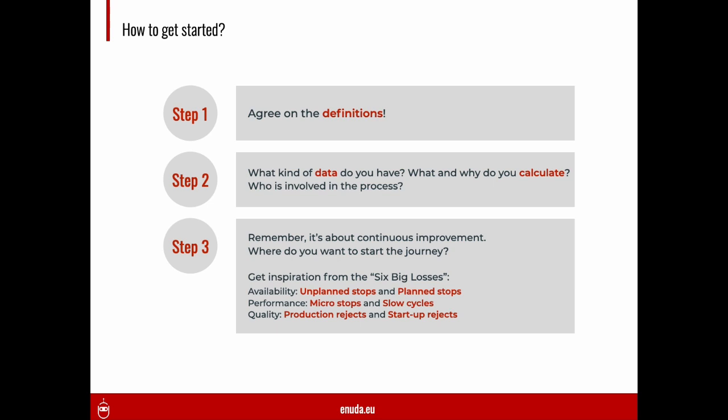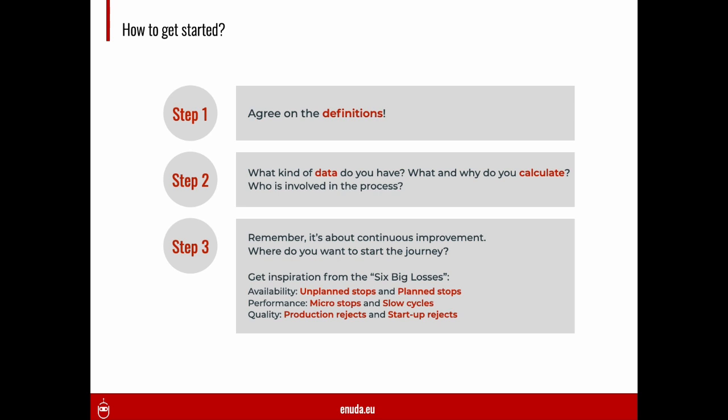So that's why we insist on that when you want to get started with OEE, we need to agree on the definitions. There are different ways of calculating OEE. There are different companies, in our experience, they include different things. So inside your organization, you have to agree on the definitions and pay less attention to what the absolute value of OEE is. Just agree on the definitions. And then, of course, step 2, you need to figure out what kind of data you need, what you want to calculate, and why you want to calculate that, and also who is involved in the process, who are the stakeholders who take some ownership of the entire progress.